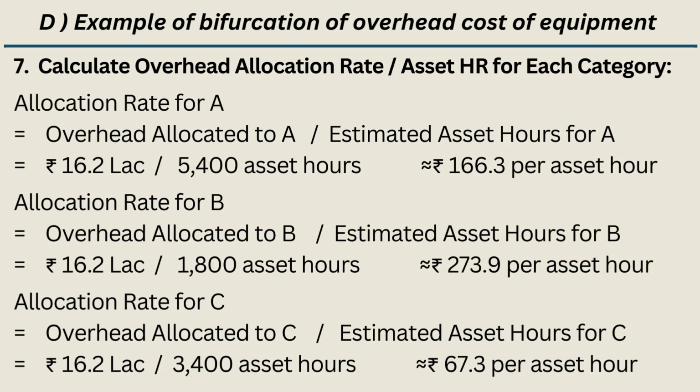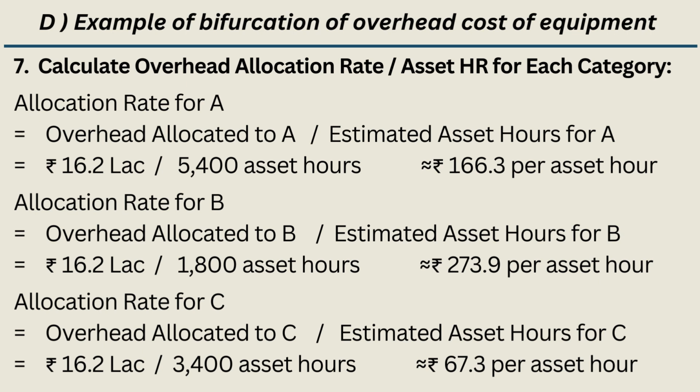7. Calculate the overhead allocation rate per asset hour for each category. Overhead allocation rate for category A. Allocation rate for A equals overhead allocated to A divided by estimated asset hours for A. Equals 16.2 Indian rupees lakh divided by 5,400 asset hours is almost equal to Indian rupees 166.3 per asset hour.